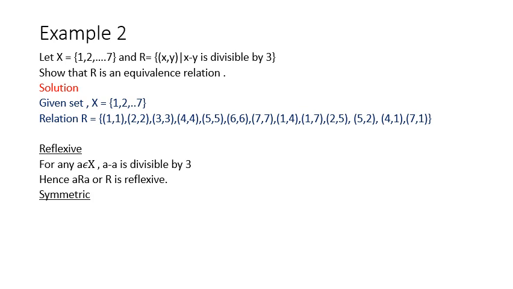Now, symmetric. What about symmetric? See, if we are able to write 1, 4, then we can also include 4, 1. Because 1 minus 4 is minus 3, which is divisible by 3. And 4 minus 1 is 3, which is divisible by 3.